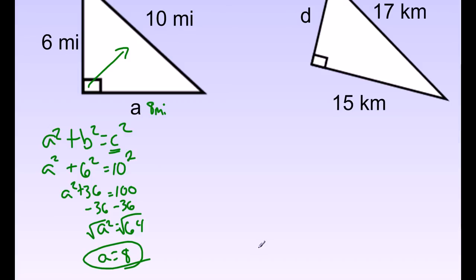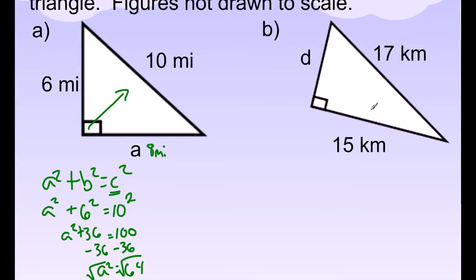So I can use the Pythagorean theorem in other ways. I don't have to always just find the hypotenuse. I can also find one of the other sides of a right triangle. And in fact, it can be used to find any side of a right triangle if you know the other two.